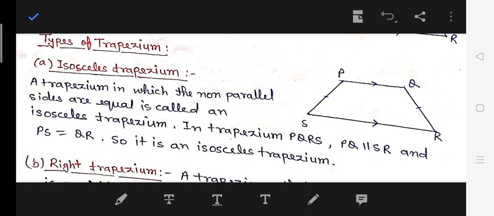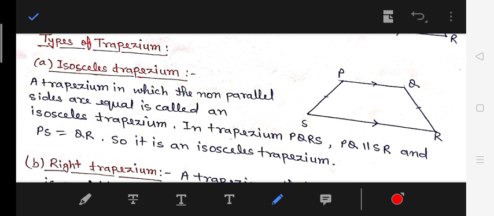So I am going to explain different types of trapezium. So first one is isosceles trapezium. A trapezium in which the non-parallel sides are equal is called an isosceles trapezium.